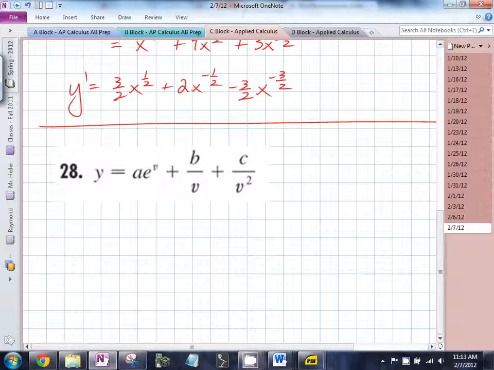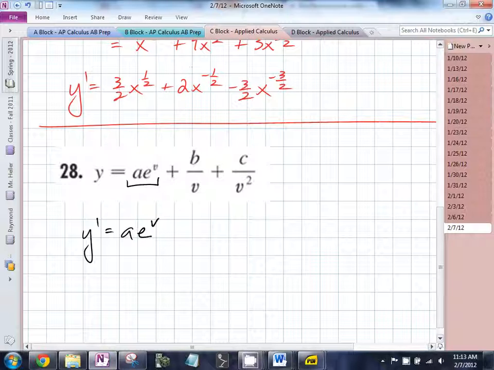So if you do y prime, what's the derivative of a e to the v? It's a e to the v. The derivative of e to the v is what? e to the v. Yes, the coefficient is just along for the ride. It just sits there, does nothing. What's the derivative of e to the x? They're just changing it and calling it v.